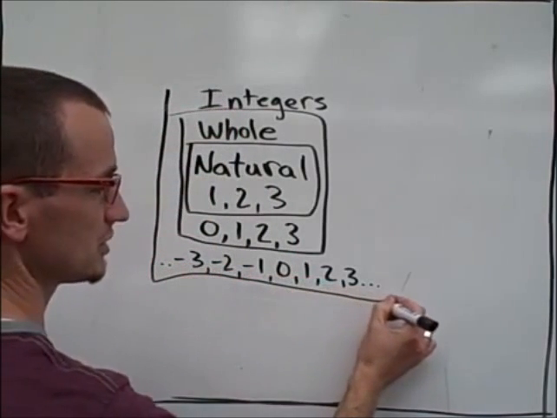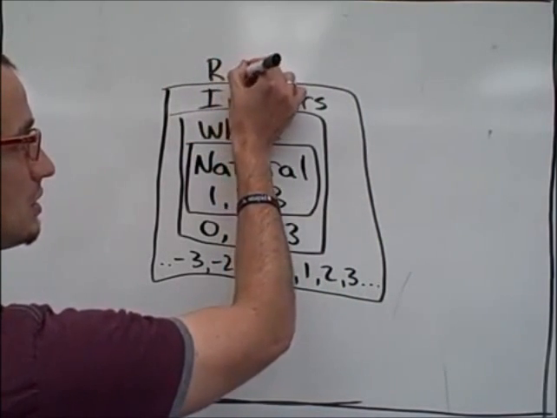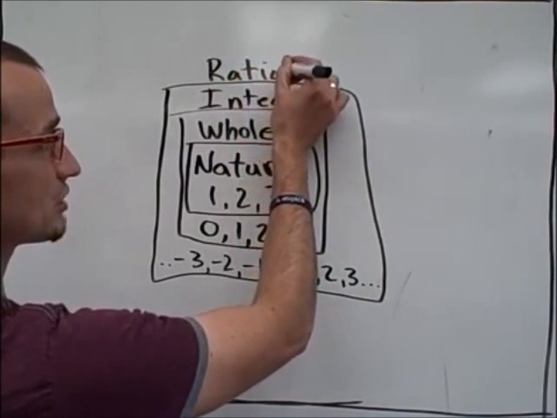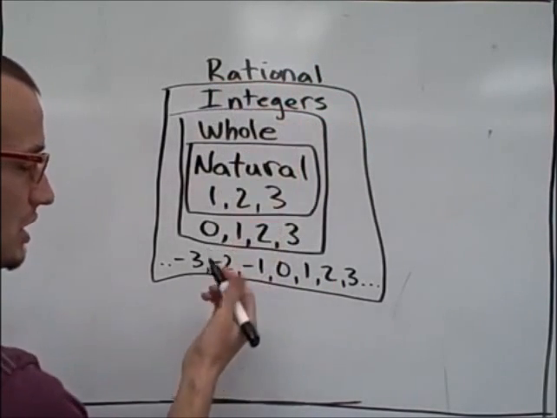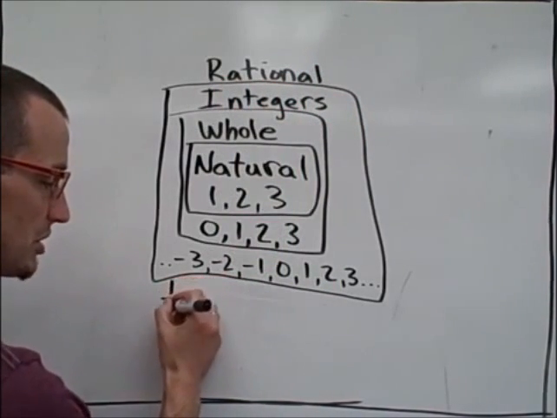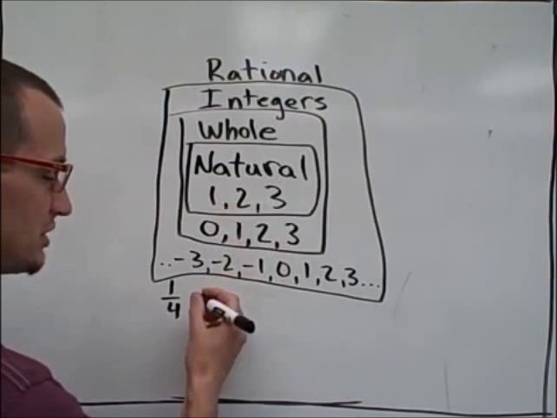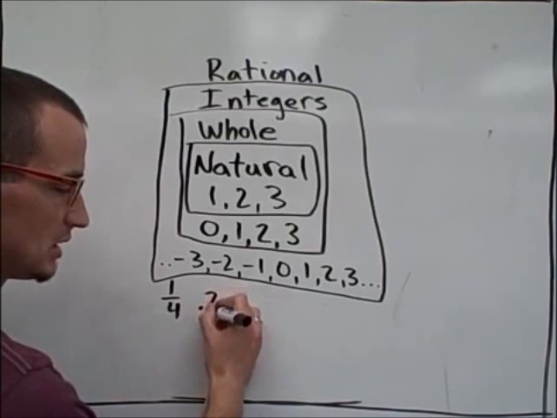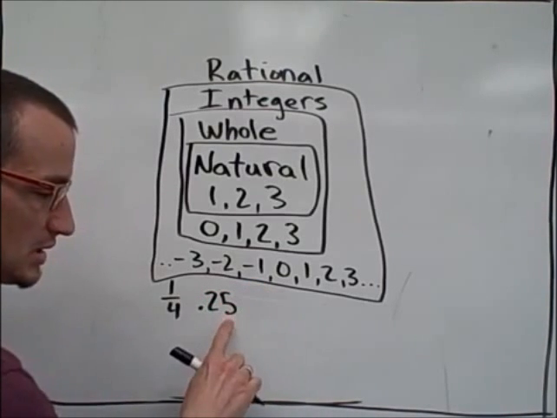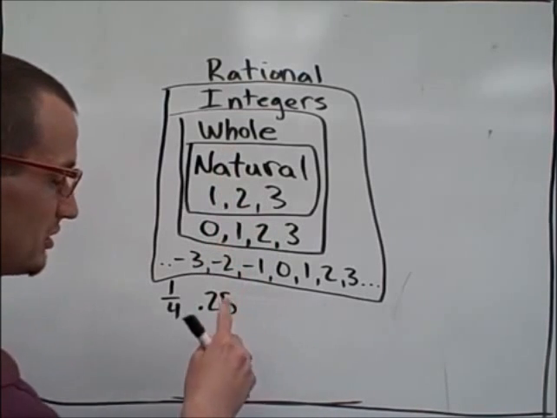After integers, we have rational numbers. The rational numbers are easy to remember if you just remember the word ratio. The first ratio to remember is 1/4. It's a good example of a rational number. This fraction is easily converted to a decimal, and this decimal terminates. When a decimal terminates, it's a rational number.